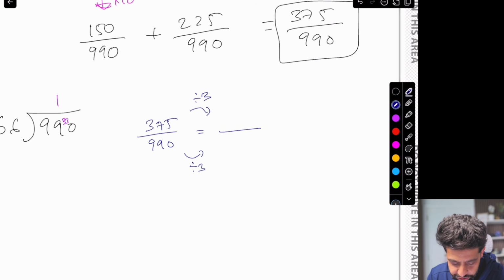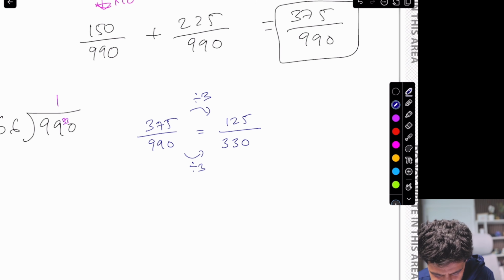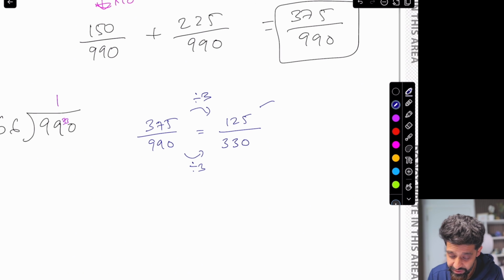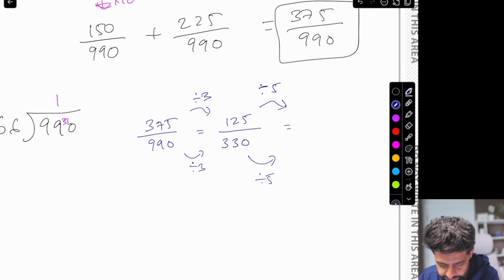So if I do 990 divided by 3, that is 330. And then the top, 375 divided by 3 is 125. So that's 125 over 330, and now I could divide by 5. Right, so what do we get here? 125 divided by 5 is 25. And 330 divided by 5.